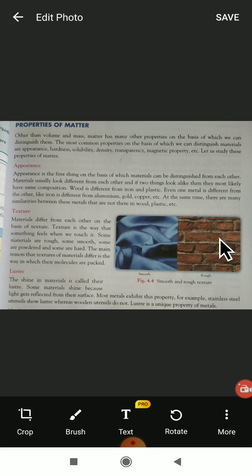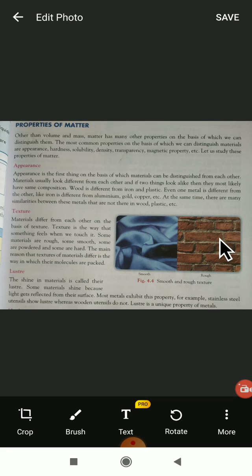Wood is different from iron and plastic. Consider any wood material. You know the meaning of wood, you know it is different from iron and plastic. Of course it is different from plastic and iron. Even one metal is different from another. Even in metals we have different kinds of metals. They are different from each other, like iron is different from aluminium, gold, copper, etc.